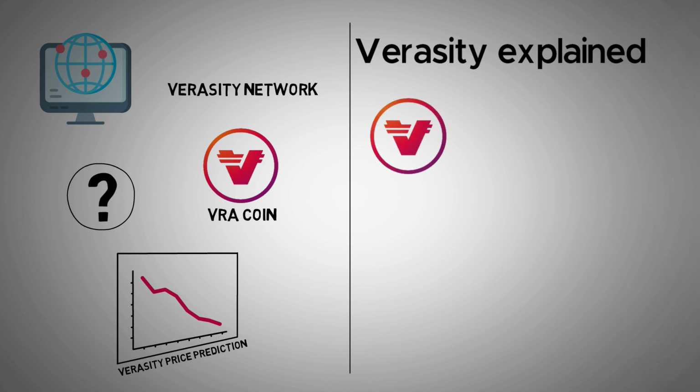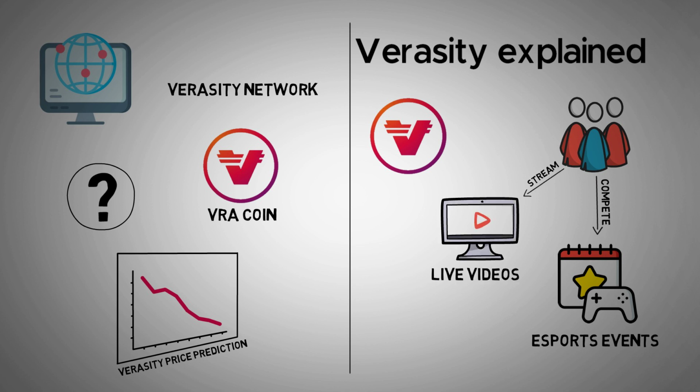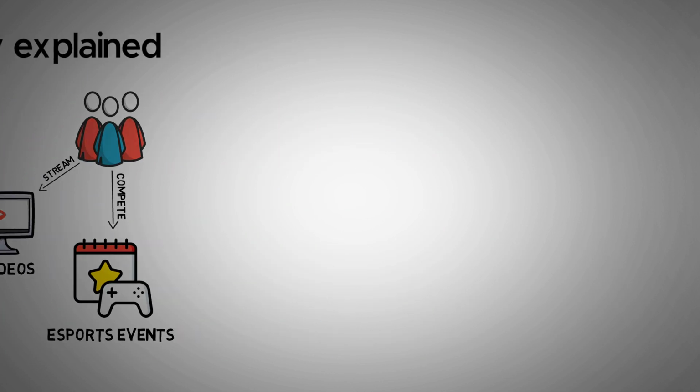The Veracity VRA cryptocurrency is the native token of the Veracity platform. This online mechanism allows people to compete in sports events, as well as allowing people to stream live videos. Users have the opportunity to earn VRA by using the network, as well as by subscribing to events and winning competitions. One of the problems that Veracity is aiming to solve is what it describes as wasted advertising.